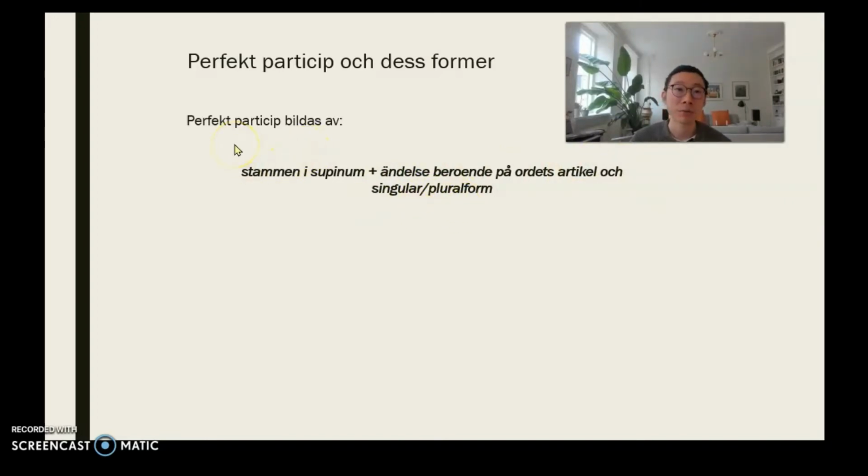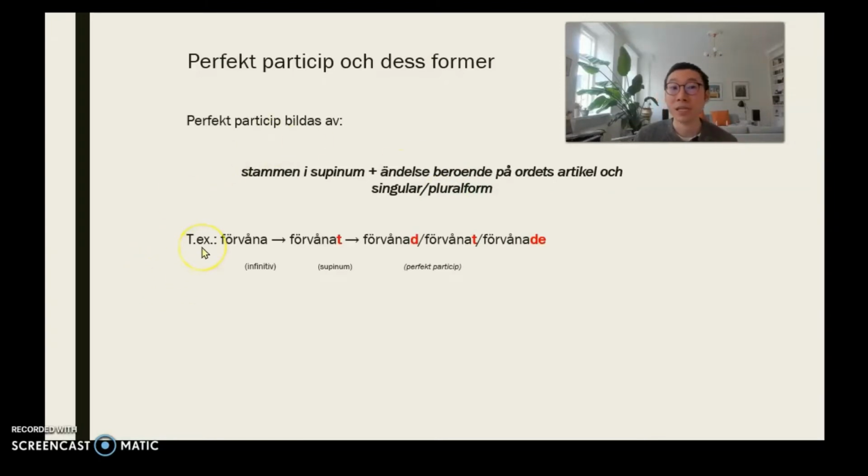It is to say, perfect particip in Swedish are constructed by the root in supinum form of the verb plus the endings according to the word's article, en or et, and if it's singular or plural form. So the first part explains where it comes from. The second part is about how you should conjugate them as if they are adjectives. Here we have an example.